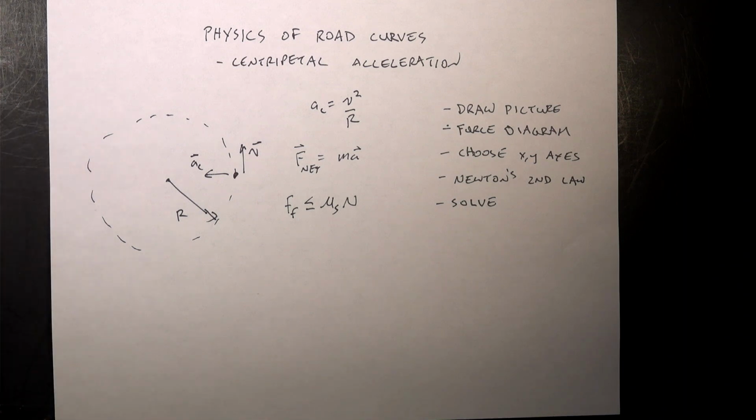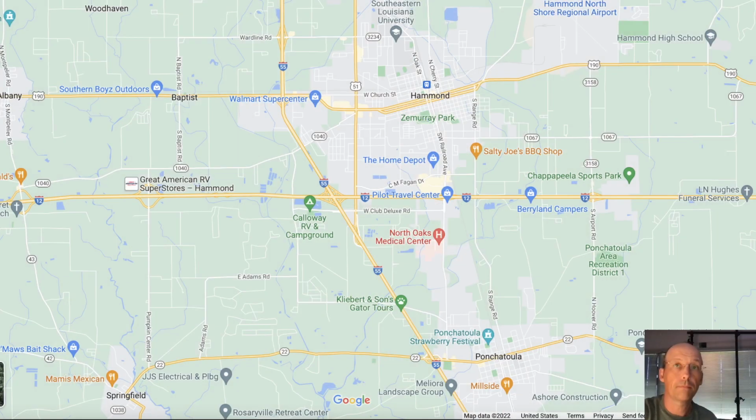So let me switch over here to Google Maps. This is the area where I live, in Louisiana, and I go on this road right here. This is I-55, and this is I-12. I-12 is a bypass for I-10, so it's two big roads.